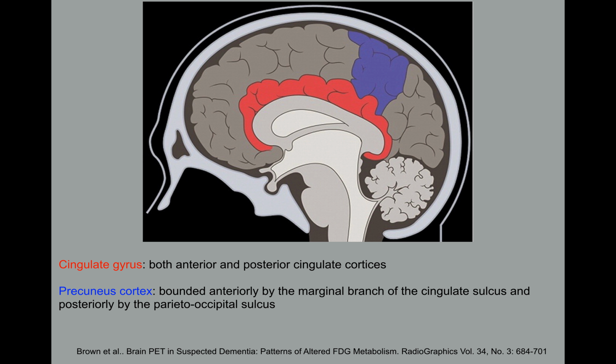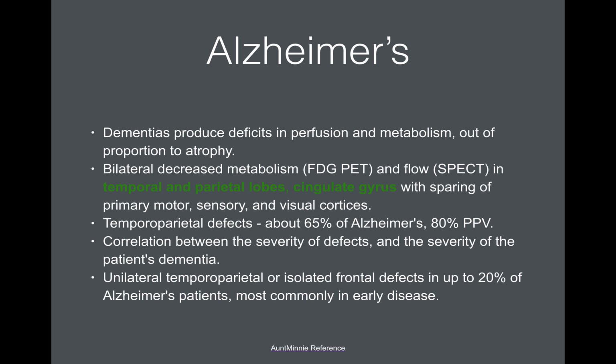that are important to identify. This is the cingulate gyrus, especially its posterior portion, and the precuneus area in the parietal lobe. Okay, so in Alzheimer's, we expect to see decreased tracer activity in the bilateral temporal lobes, parietal lobes, and posterior cingulate gyrus. Posterior cingulate gyrus is the first affected, so that must be present.